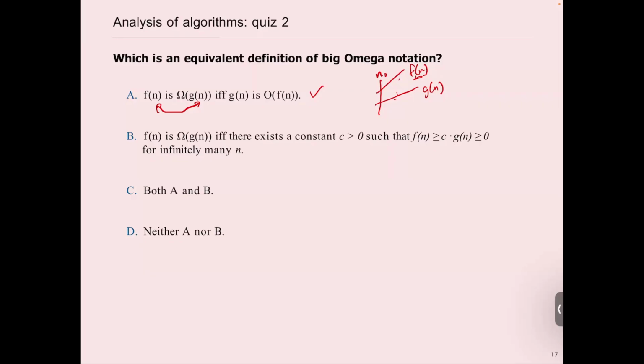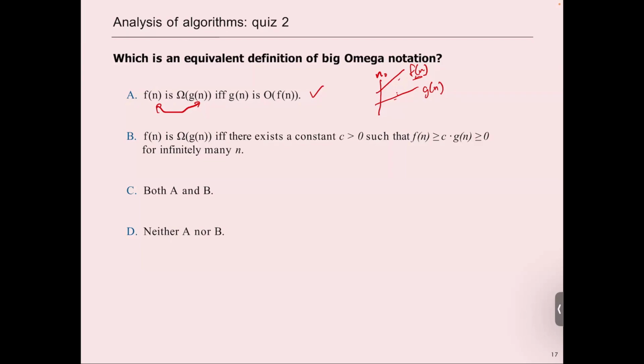Now let's take a look at statement B. Statement B is very subtle, and in our world in algorithms, statement B is basically going to be true because in the algorithms world, as n gets large, your runtime is going to improve. So let's take a look at statement B here.